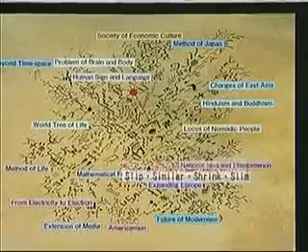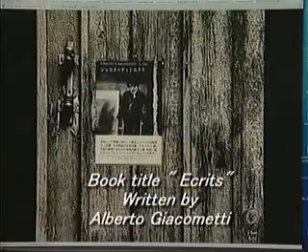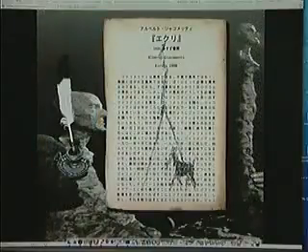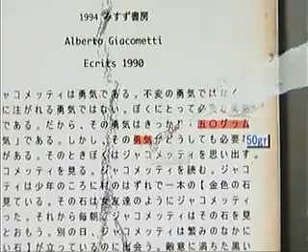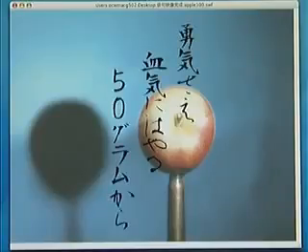The keywords slip, similar, shrink, and slim are selected from the book metropolis, and Matsuoka's portrayal of Acri by Alberto Giacometti appears. In this case, the phrases courage and 50 grams are highlighted in red.